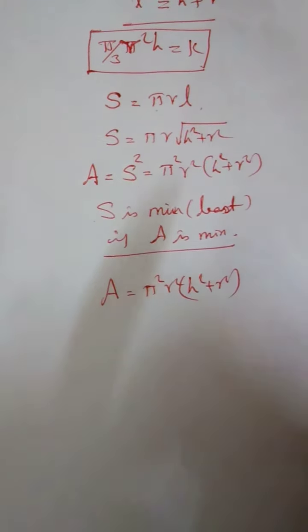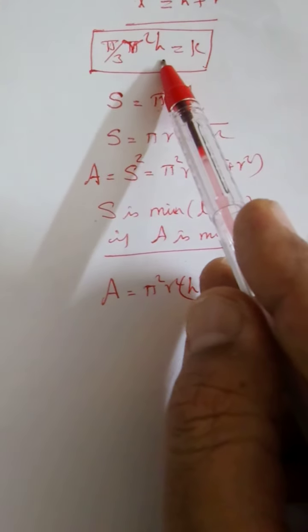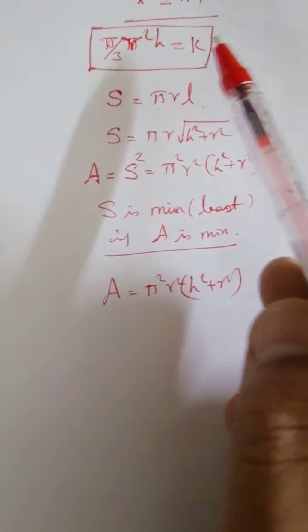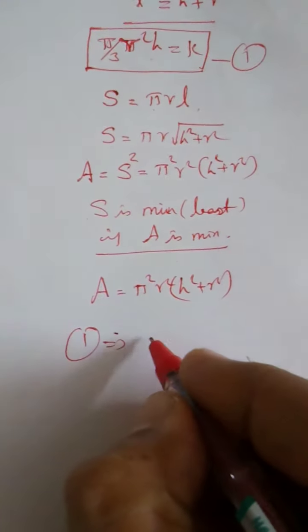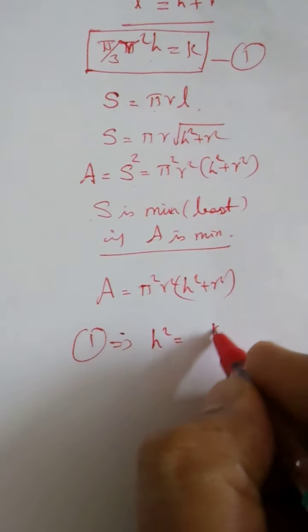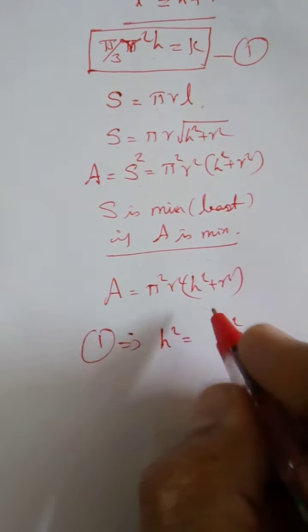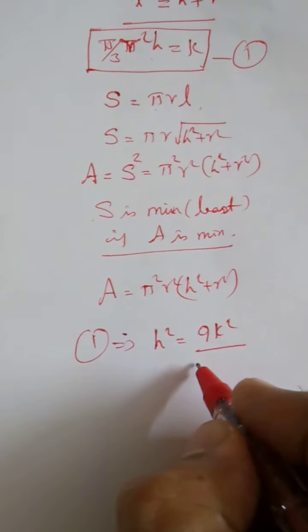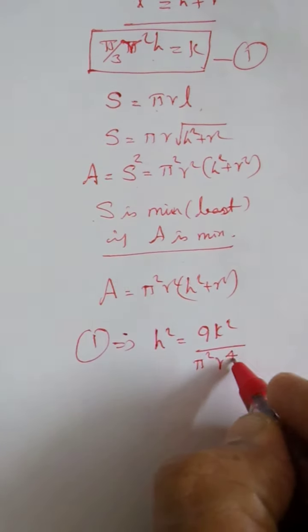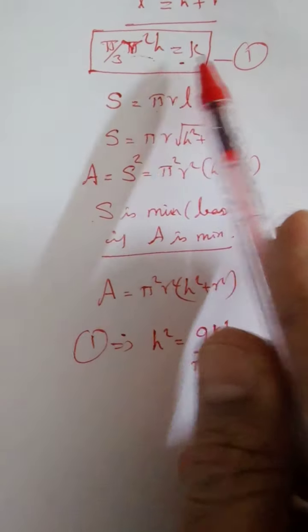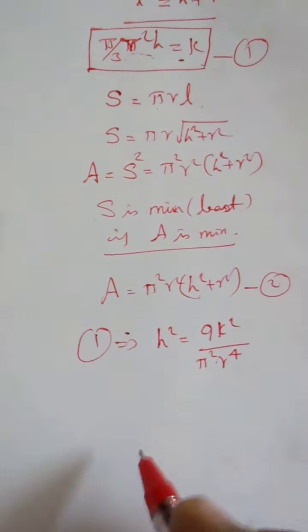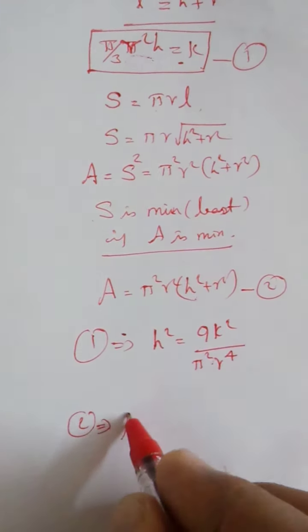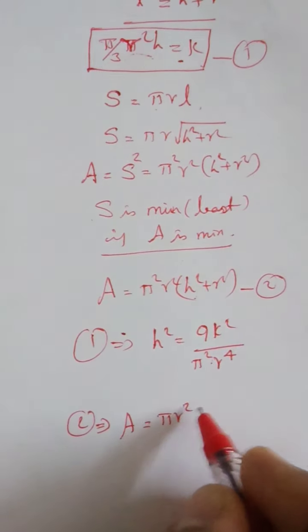What we are going to do is make use of this relation here. Try to write h in terms of r. From relationship 1, we have h square is equal to k square, this 3 goes up, so 9 k square by pi square into r power 4. We have got it from this, cross multiply and square it. Now I am going to substitute it here. So when I substitute in this result, what do I get? A is equal to pi r square.